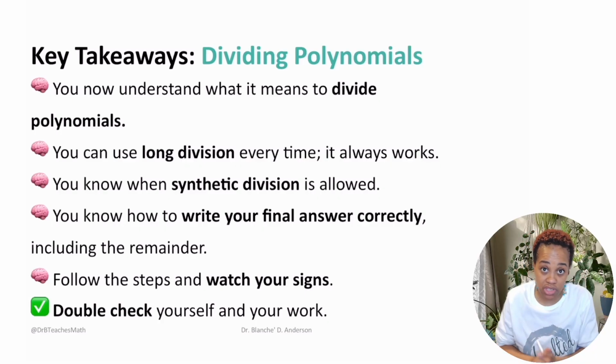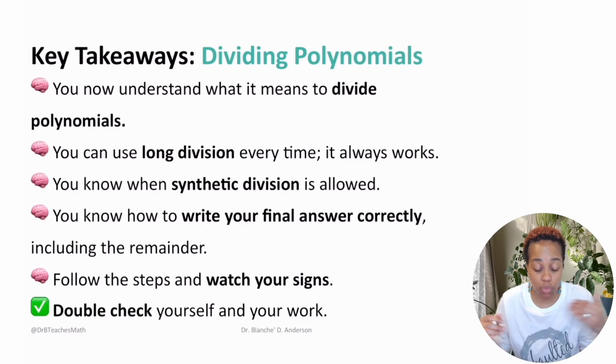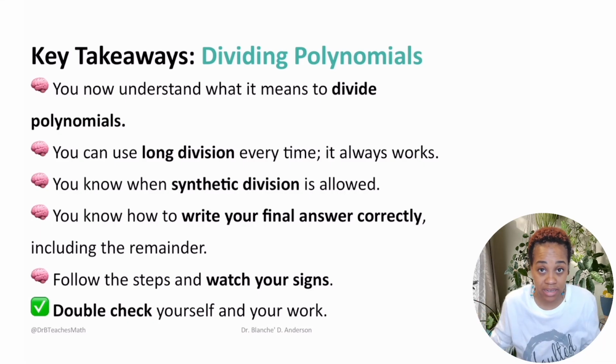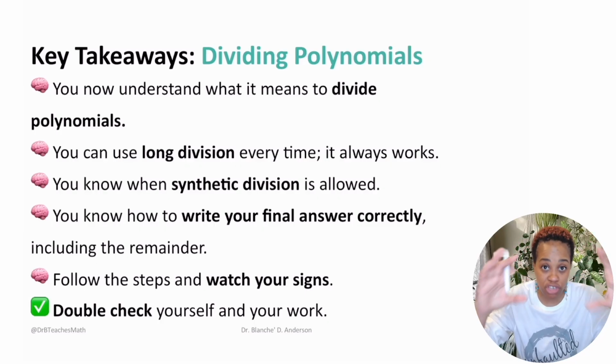You know when to use synthetic division. You only can use synthetic division when the binomial is of the form x minus c. Okay, that's when you can use synthetic division. You know how to write your answers now. If they ask for the quotient, if they say give me the quotient, they're basically saying give me the answer. Just give them the quotient.